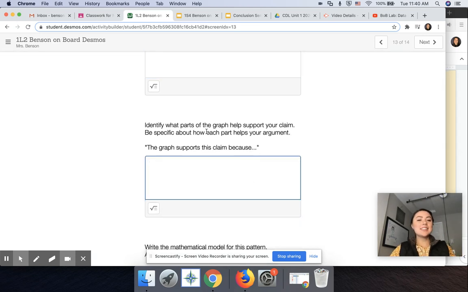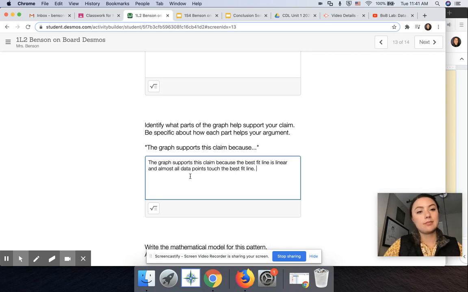All right, and this one, identify what parts of the graph help support your claim. So the graph supports this claim because the best fit line is linear and almost all data points touch the best fit line. And here again, if you wanted to talk about the last data point that's a little bit lower, that indicates that I've been slowing down, that's okay too.